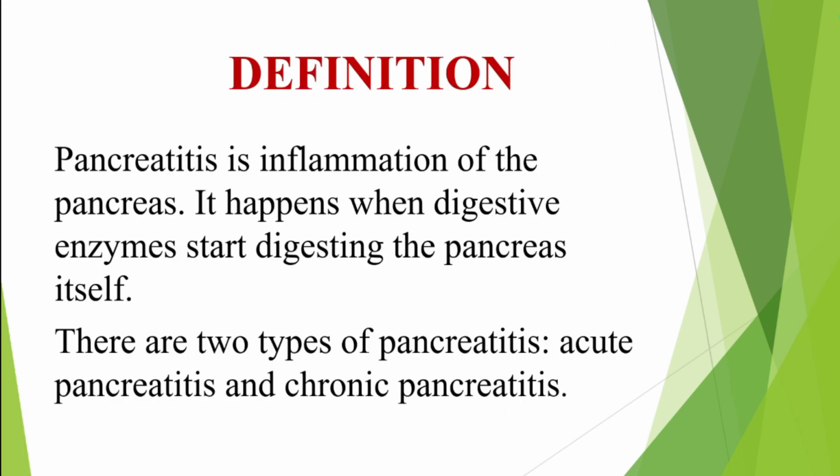So definition. So what is pancreatitis? So basically pancreatitis is the inflammation of the pancreas. It happens when digestive enzymes start digesting the pancreas itself. So in pancreatitis, there is the inflammation of the pancreas. So why the inflammation occurs? কেন আমরা inflammation দেখতে পাচ্ছি? Because the digestive enzyme which is secreted from the pancreas, those enzymes damage the pancreatic wall itself, means the autodigestion.